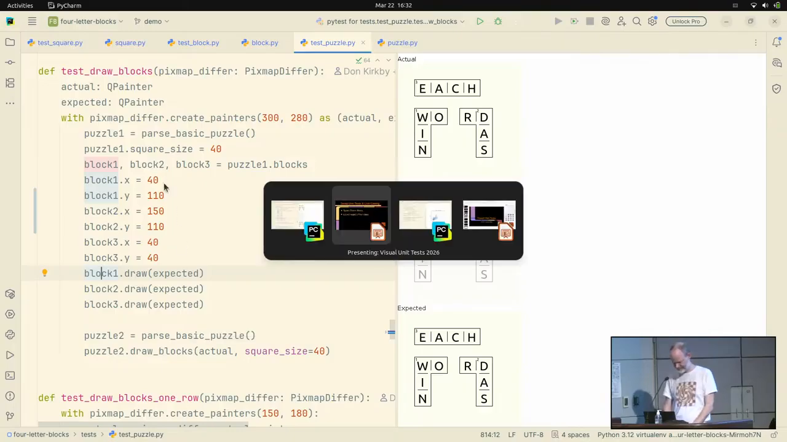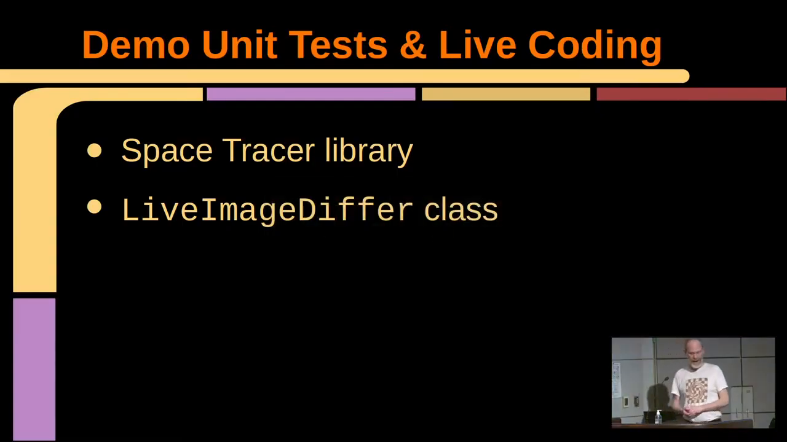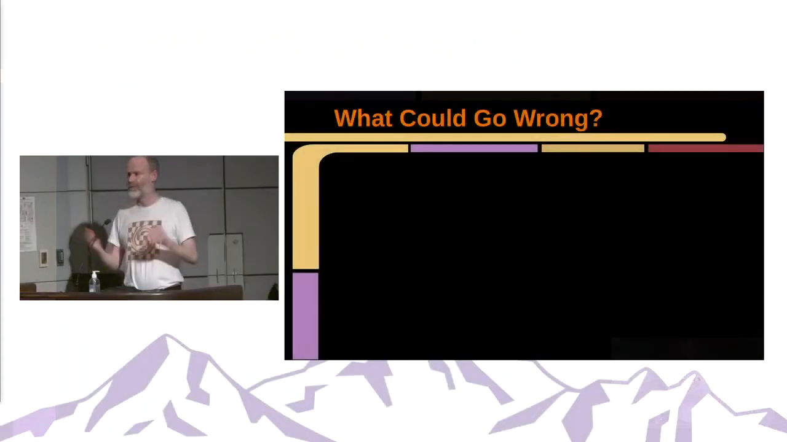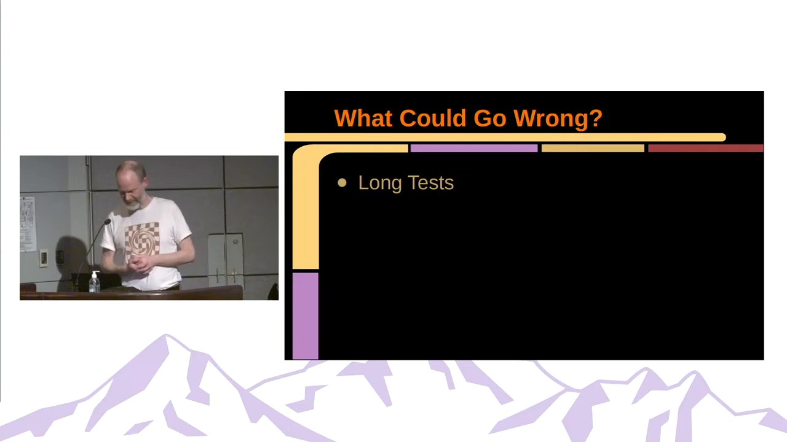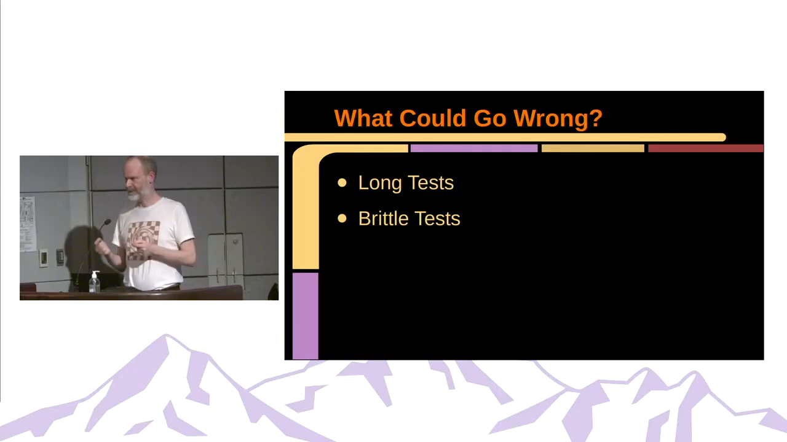Okay, so let's go back here. So those are fun tools to play with. What could possibly go wrong? Well, long tests are going to kill your live coding environment, right? If you have to wait 30 seconds or 5 minutes, you're not going to get that feedback. Brittle tests. Visual tests, graphical tests are notoriously brittle, right? You make some change, and then suddenly all your tests are broken.